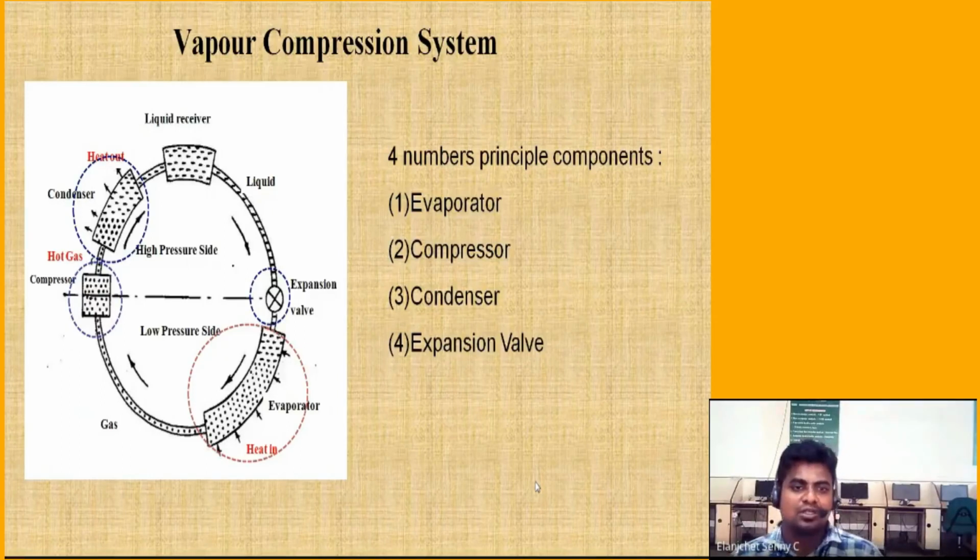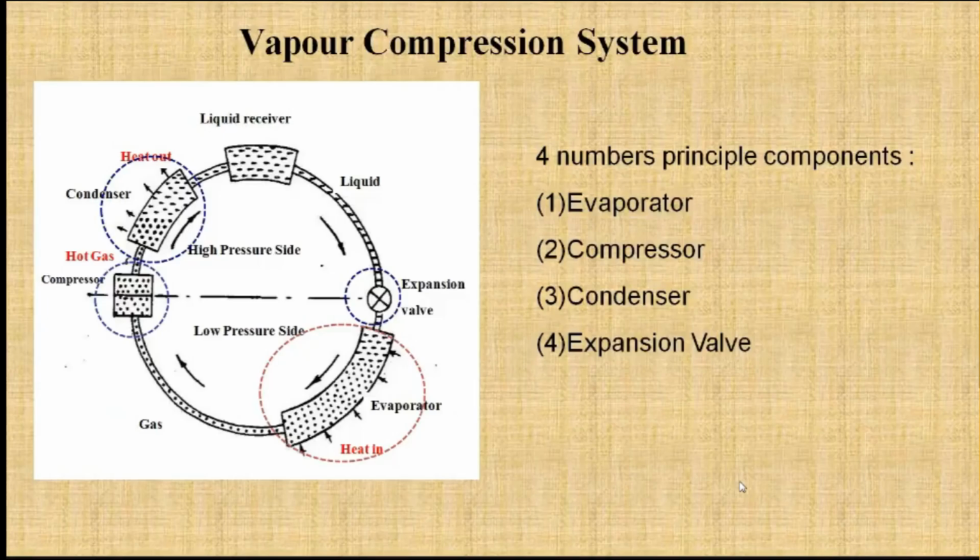The first one is the evaporator. The evaporator is the place where refrigeration is taking place. It is the compartment where we are going to maintain the temperature below the surrounding temperature. That is the evaporator.